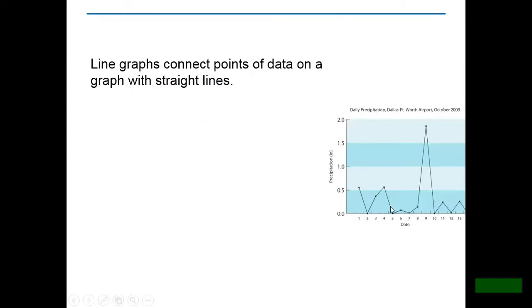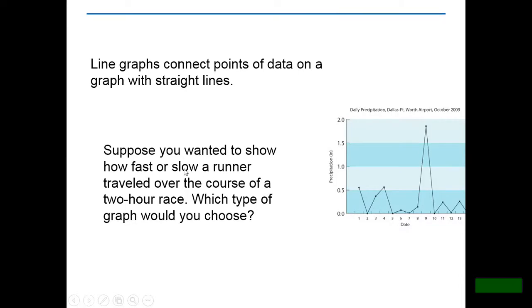This is a line graph. Here is the x-axis and here the y-axis. A line graph connects points of data on a graph with straight lines. Suppose you want to show how fast or slow a runner traveled over the course of a 2 hour race. Which type of graph would you choose? Who can tell me the answer?